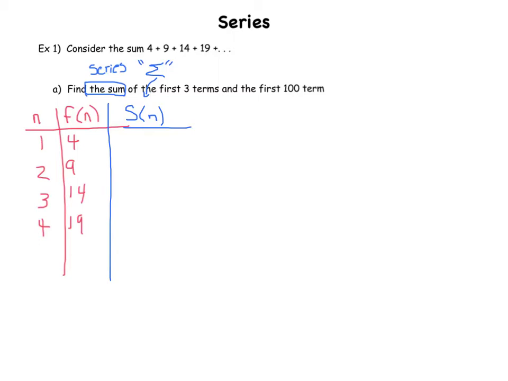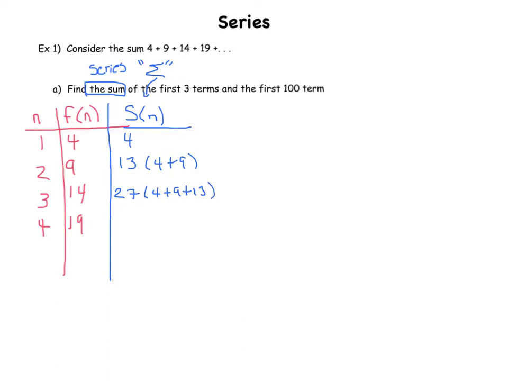The first thing we've got to do is pretty easy: find the sum of the first 3 terms. Actually, I'm going to do more than that. I'm going to find the sum of the first term, which would just be 4. That was easy. The sum of the first 2 terms would be 4 plus 9, which is 13. I'm going to write 13, but I'm going to remind you that that's just 4 plus 9. And then the sum of the first 3 terms would be 4 plus 9 plus 14, which is 27. So far, so good.